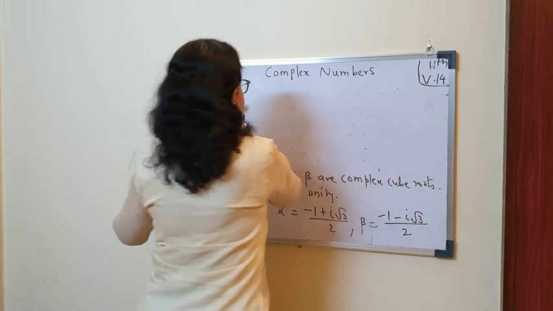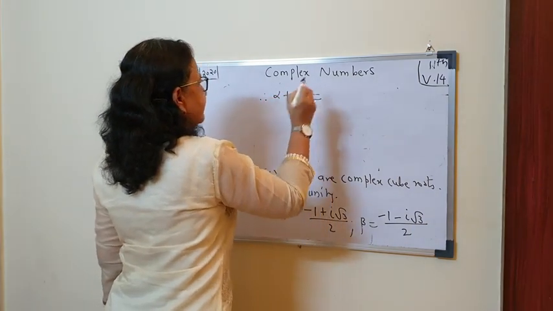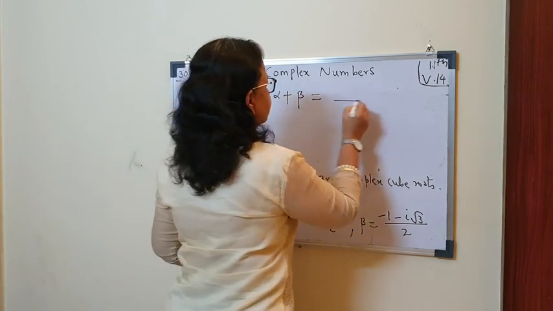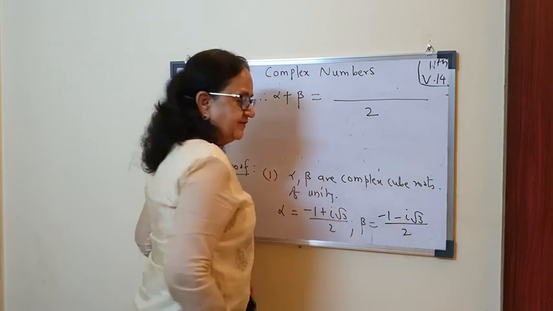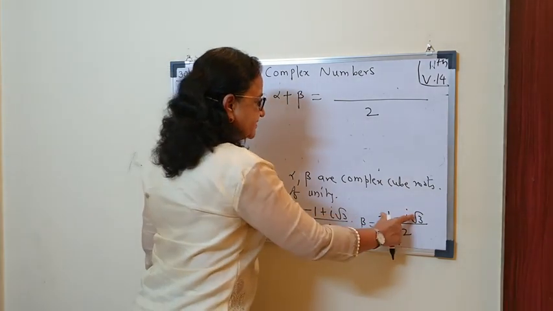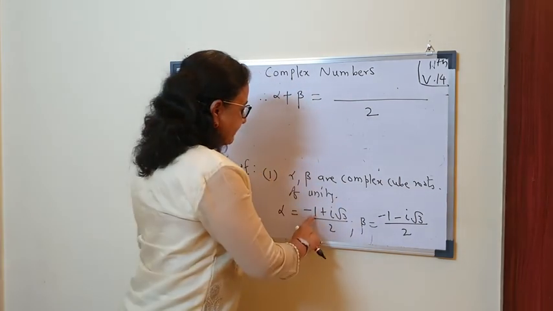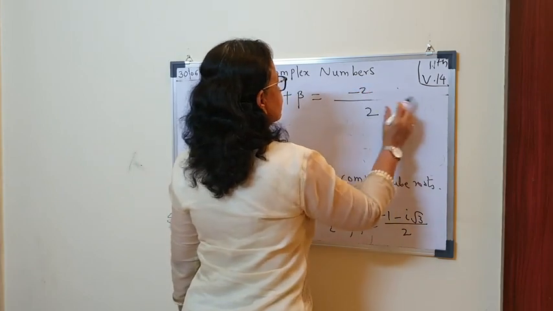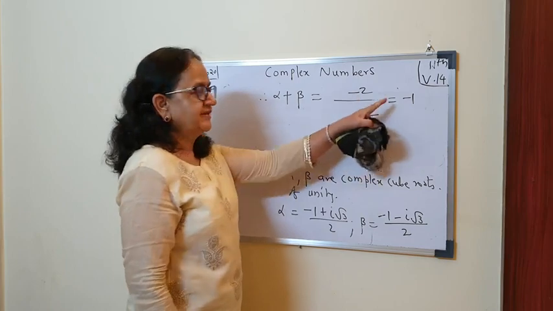Now can you calculate the value of alpha plus beta when I'm adding the two? If you add them, the denominator is common, so that is your LCM. Add the two numerators. Now when I write this plus this, i root 3 and minus i root 3 will get cancelled. Minus 1 minus 1, you will get minus 2 on the top. So minus 2 upon 2, you got minus 1. So the addition came out minus 1.